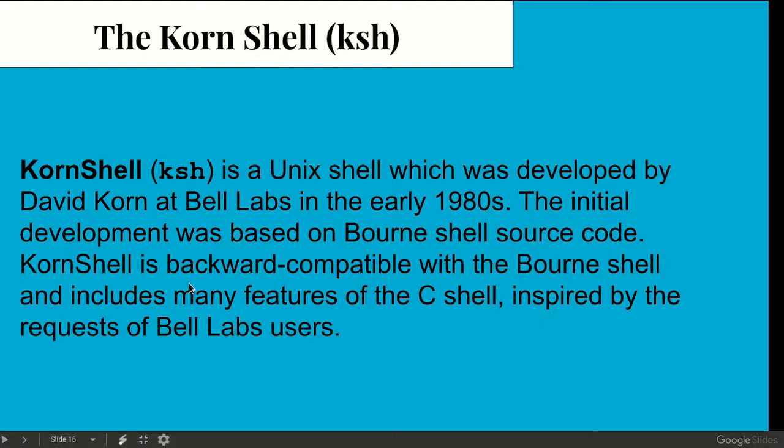And then we have the Korn shell that was developed in Bell Labs, and this was based on the Bourne shell source code. So this was backward compatible with the Bourne shell, and many features of the C shell were actually included in this shell. Some of the features again were inspired by requests from the Bell Labs users who actually used this shell.